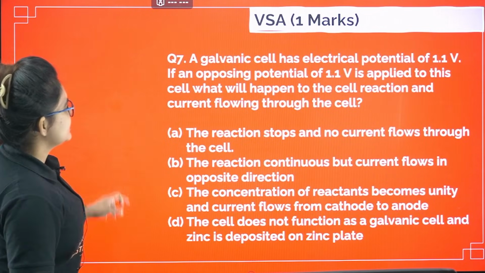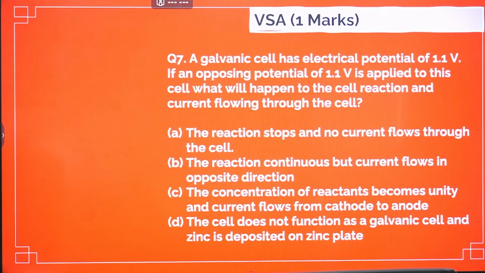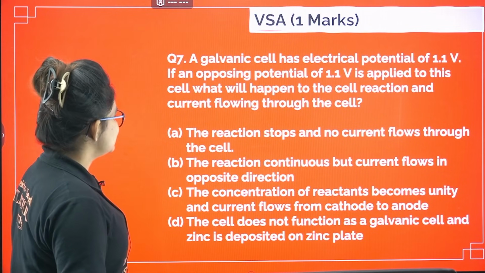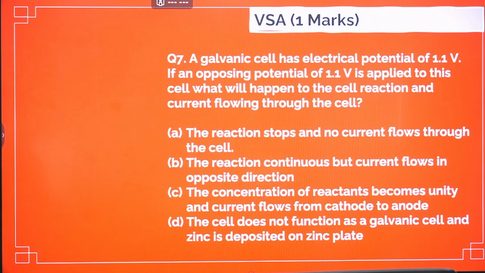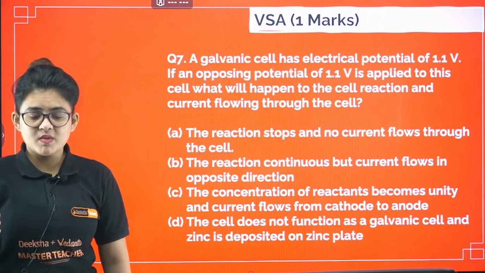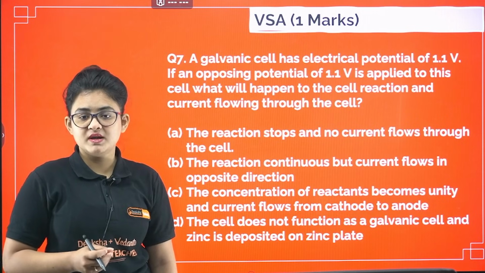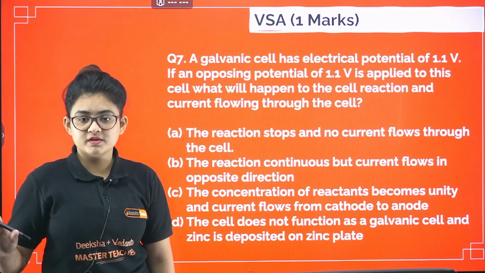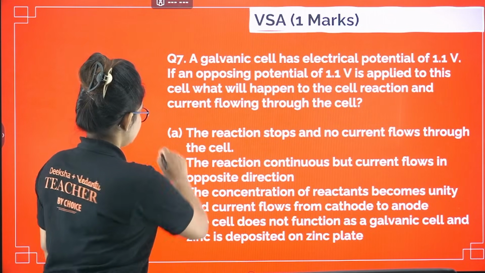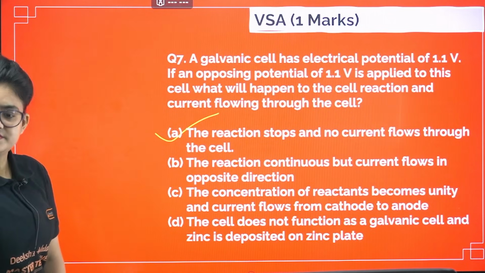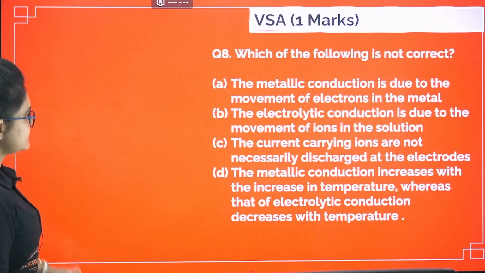Let's proceed. A galvanic cell has electrical potential of 1.1 volt. If an opposing potential of 1.1 volt is applied to this cell, what will happen to the cell reaction and the current flowing through the cell? If the same amount of opposing potential is applied, the reaction will stop and there will be no current flow. So just check for the option. Option A itself is the correct one. I guess it's clear.